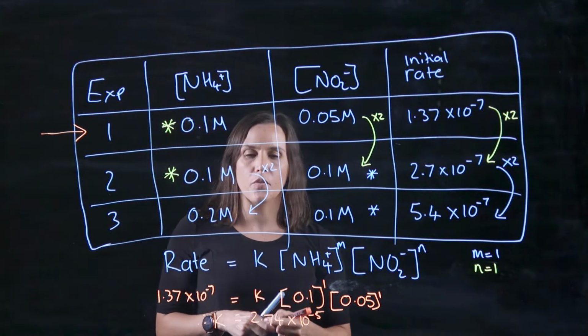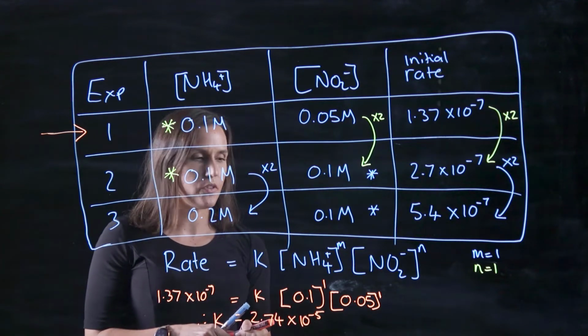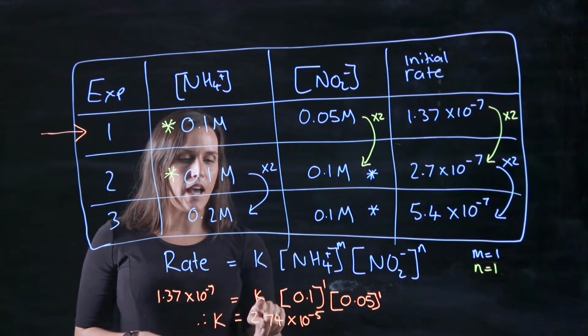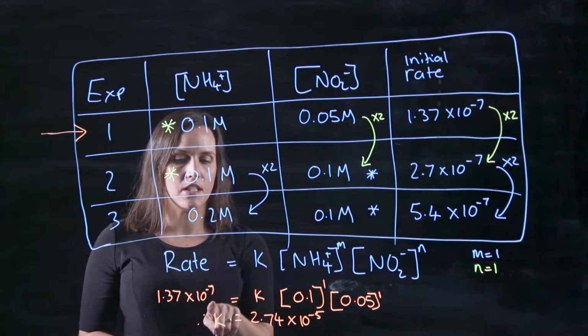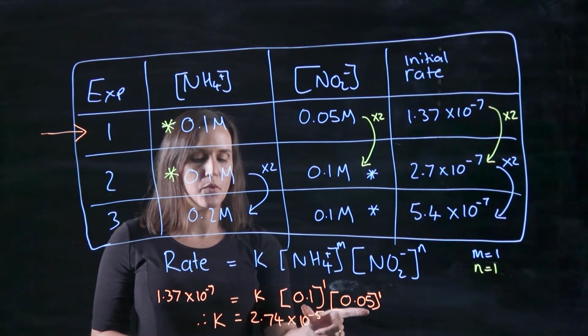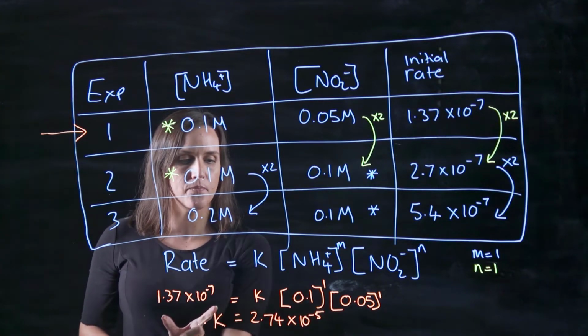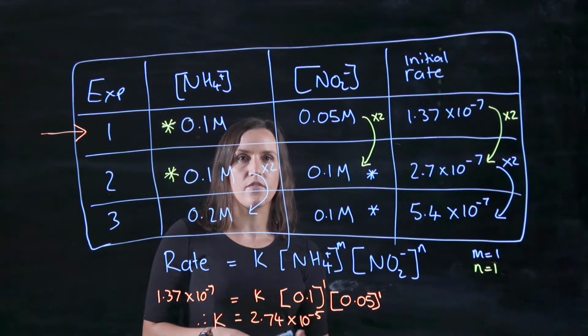So if you rearrange this, you would go K equals 1.37 times 10 to the negative 7 divided by 0.1 times 0.05. So bring that around to the bottom. And you should get out 2.74 by 10 to the negative 5.